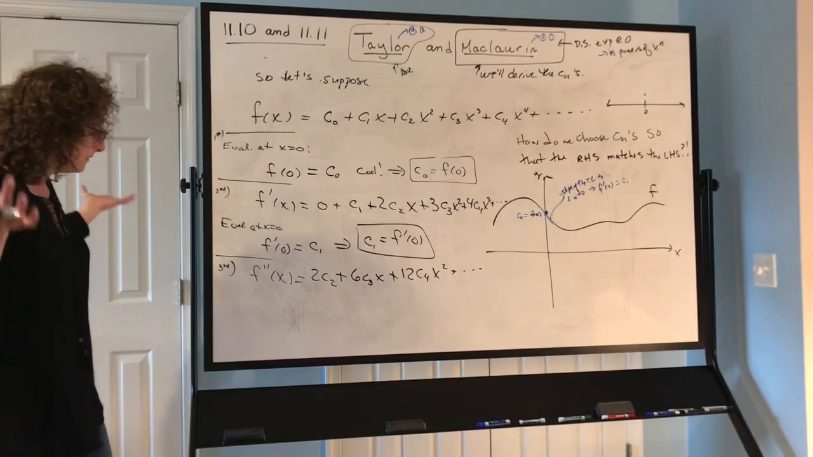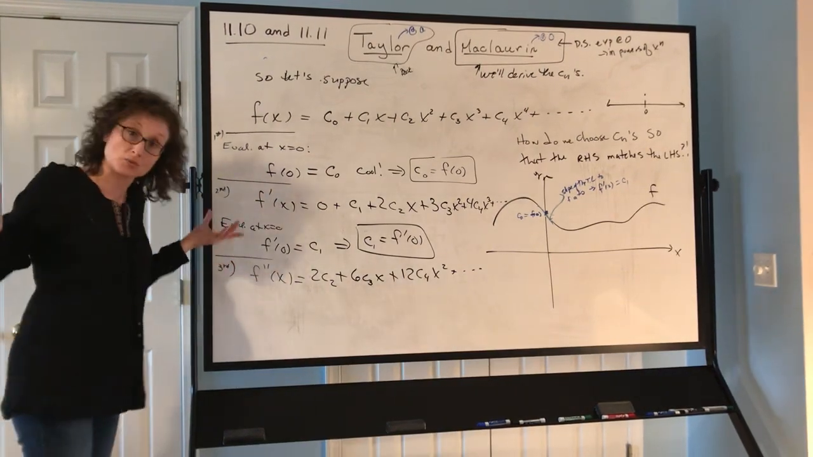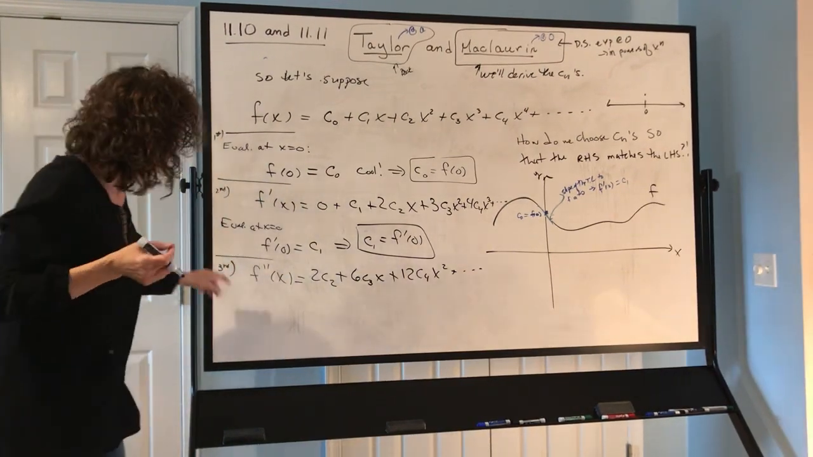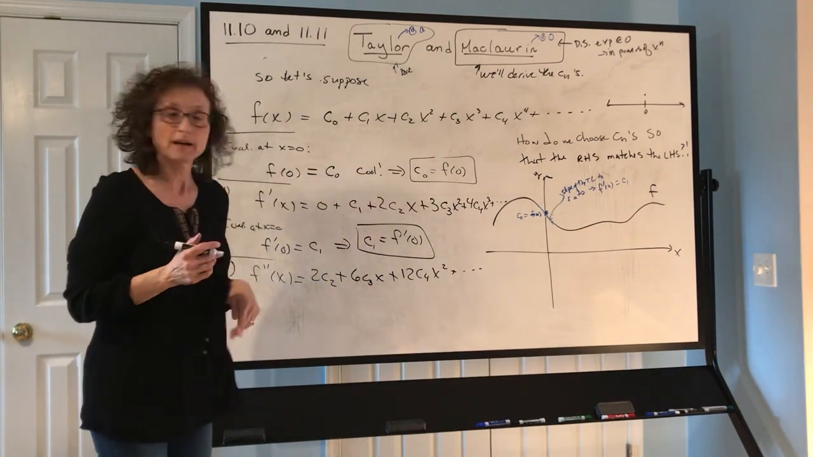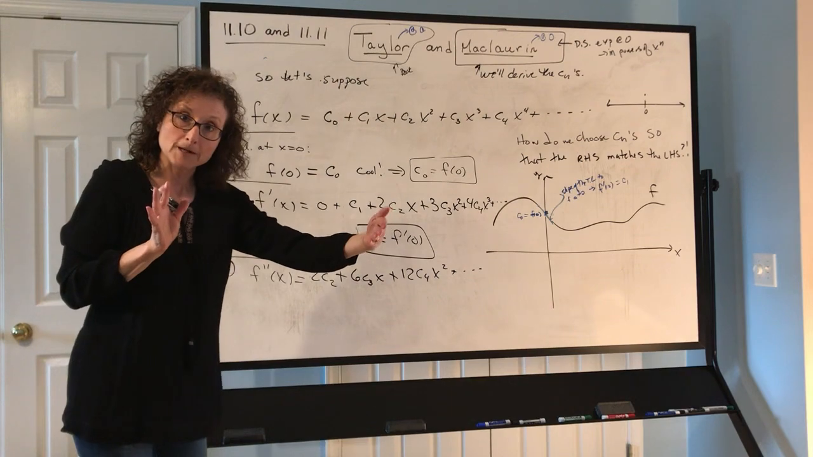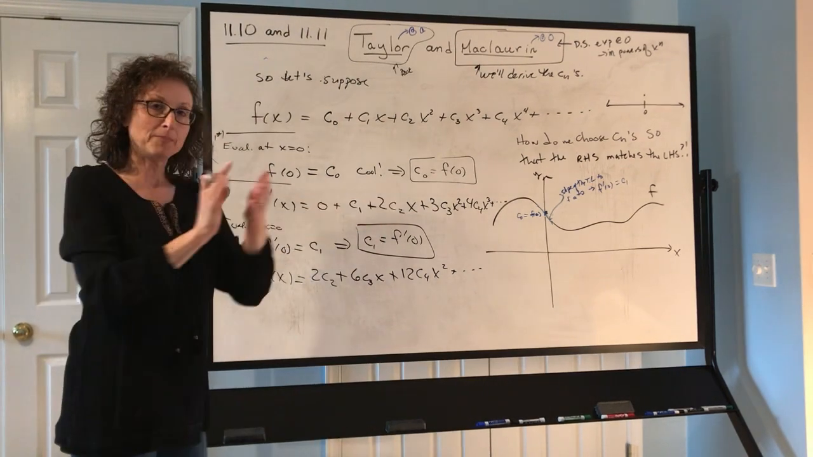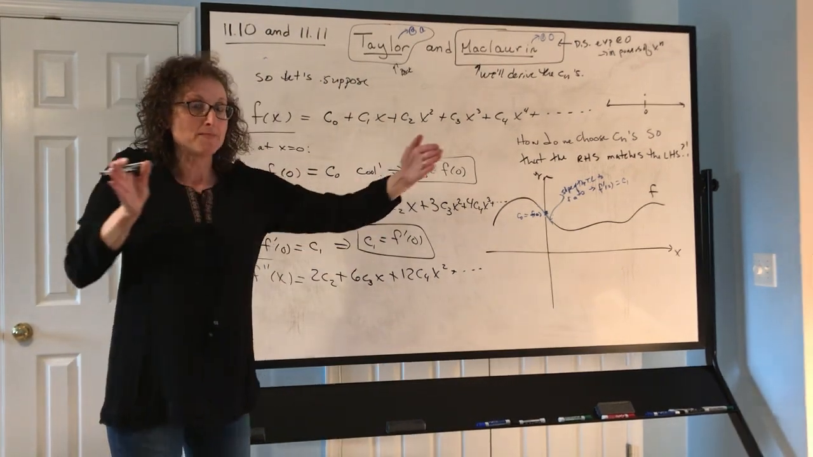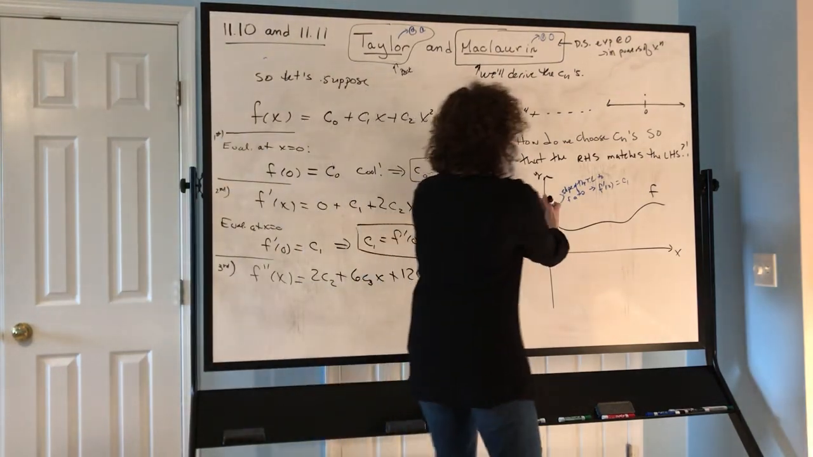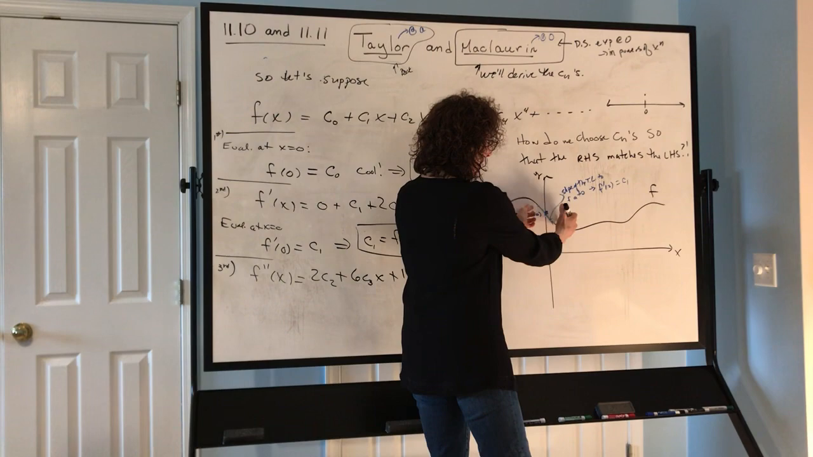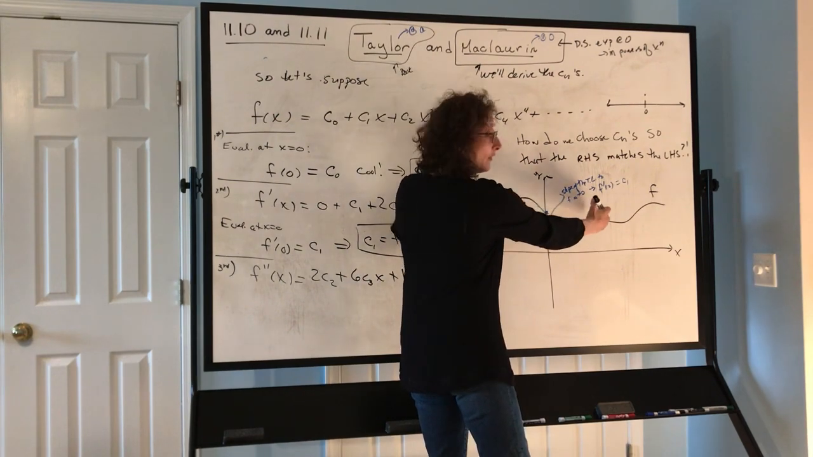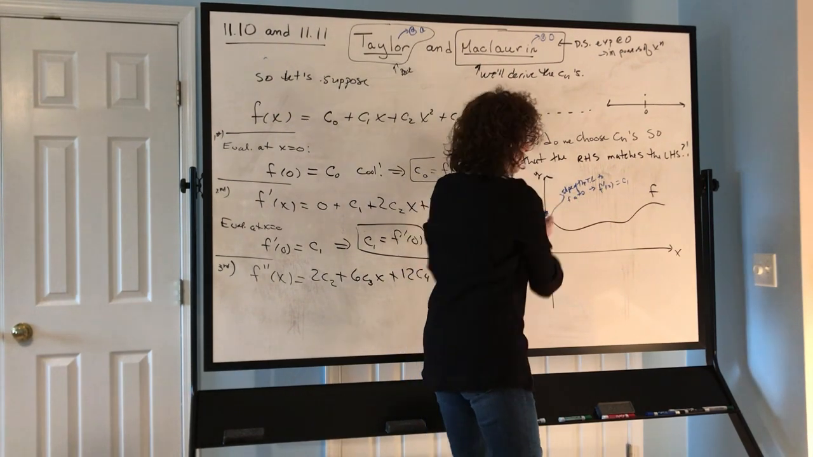What do I want? I want concavity to match. I want this guy to be as close to that guy as possible for as long as possible. That's why we use the terminology expanded about 0. We're going to take this and come up with a polynomial that approximates this guy as far away from 0 as possible, as best as possible.